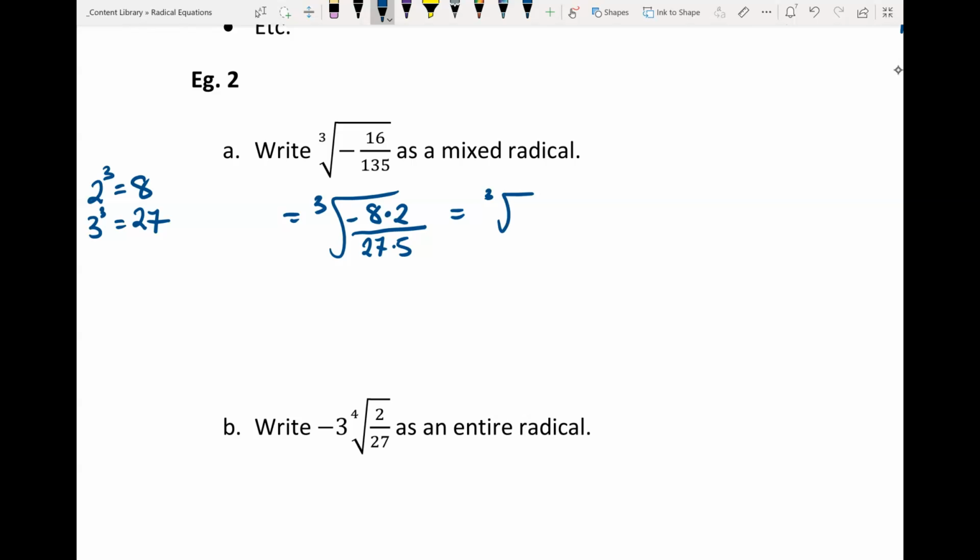I'm going to separate this 8 over 27 with the 2 over 5, just because I'm able to simplify the 8 over 27. The cube root of 8 is 2. The cube root of negative 1, which is where we have that negative in the front, is just negative 1. Then the cube root of 27 is 3. And then we're left with the cube root of 2 over 5. And we'll just leave it just like that.